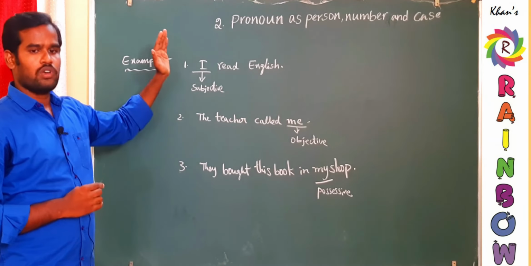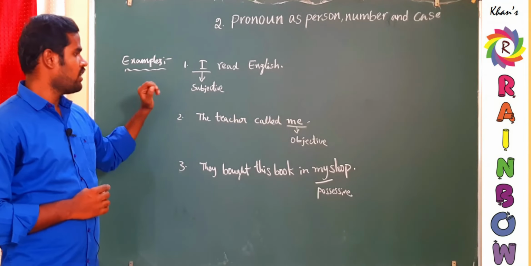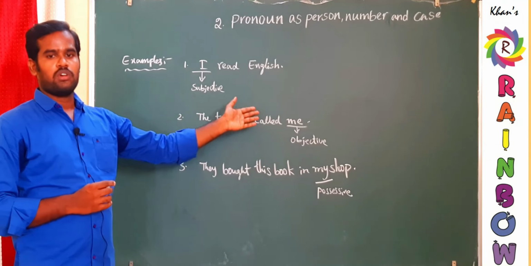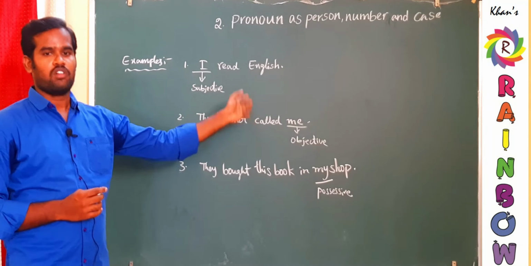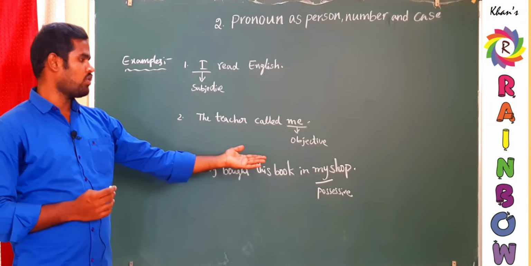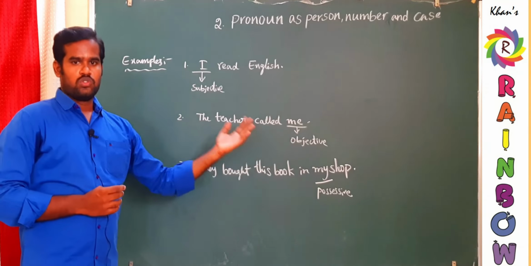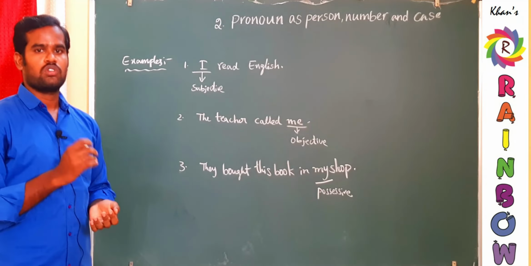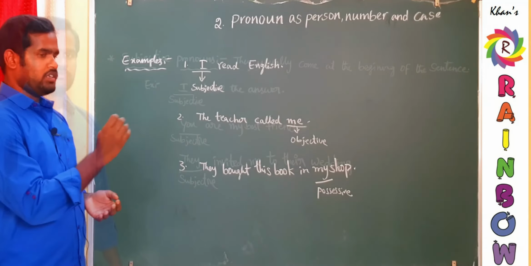Subjective pronouns usually come at the beginning of the sentence. Objective pronouns usually come at the ending of the sentence or after the verb. And then possessive adjectives or possessive pronouns usually come before nouns. These are the three rules which you should use while writing English.